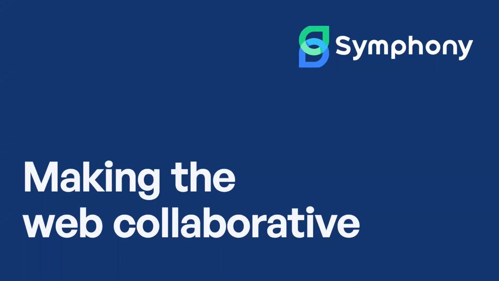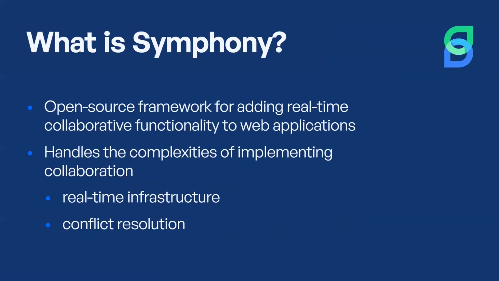Today, we're going to talk about Symphony and collaboration on the web. Symphony is an open source framework designed to make it easy for developers to build collaborative web applications. Symphony handles the complexities of implementing collaboration, including real-time infrastructure and conflict resolution, freeing developers to focus on creating unique and engaging features for their applications.